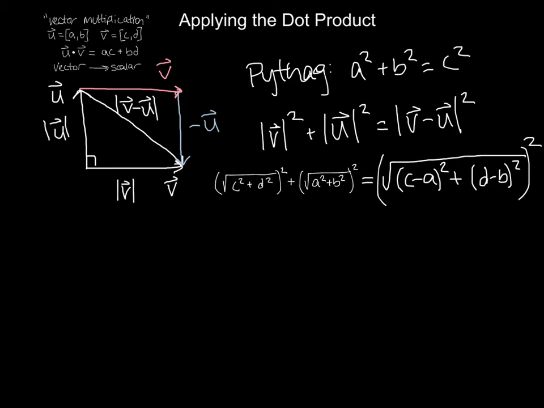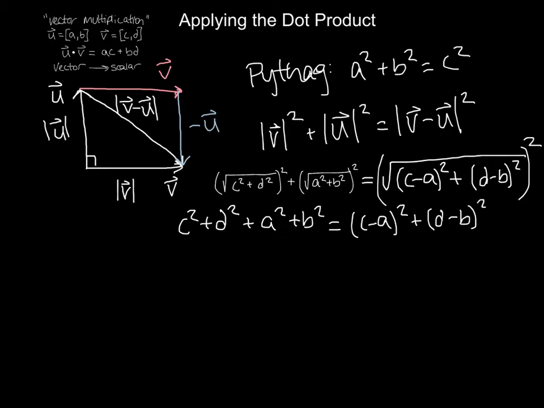Well, since we've got this whole thing in a square root and we're going to square it all, same here, we've got the square root all squared, square root all squared, those are just going to cancel out. So we can rewrite this a little simpler now as c squared plus d squared plus a squared plus b squared equals c minus a squared plus d minus b squared.